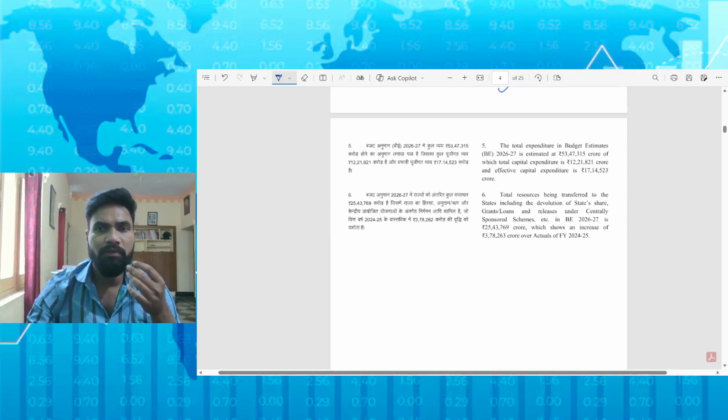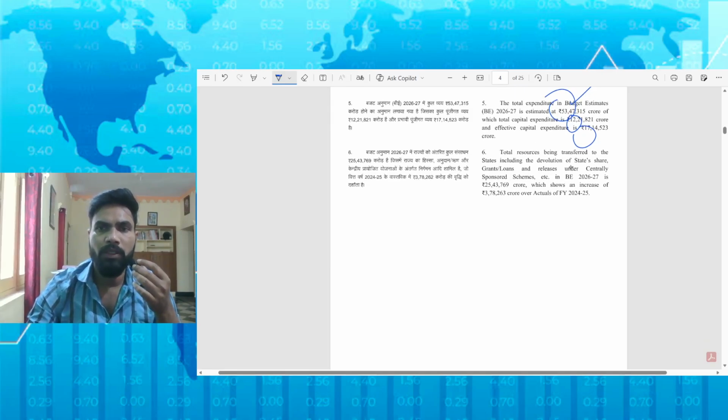So there is a lot of data like this. It also says that in the present budget, the estimated expenditure stands at 53 lakh 47,000 crore rupees, in which the capital expenditure portion will be 12 lakh 21,000 crore rupees, and the effective capital expenditure will be roughly 5 lakh crore rupees more, that is, 17 lakh 14,000 crore rupees.